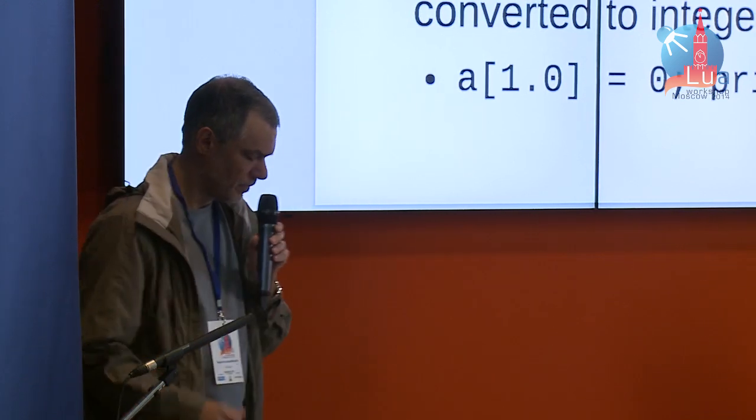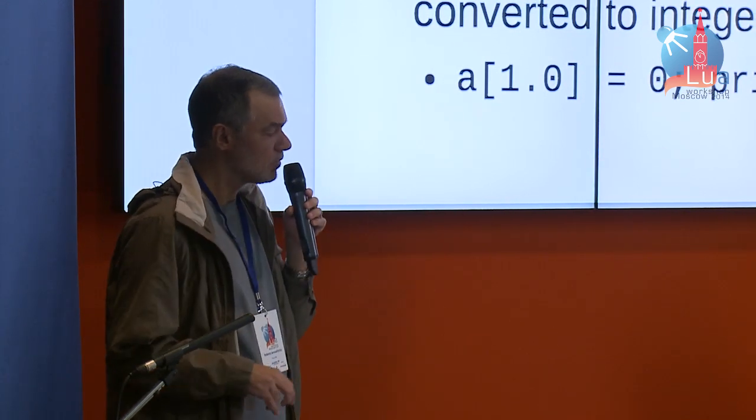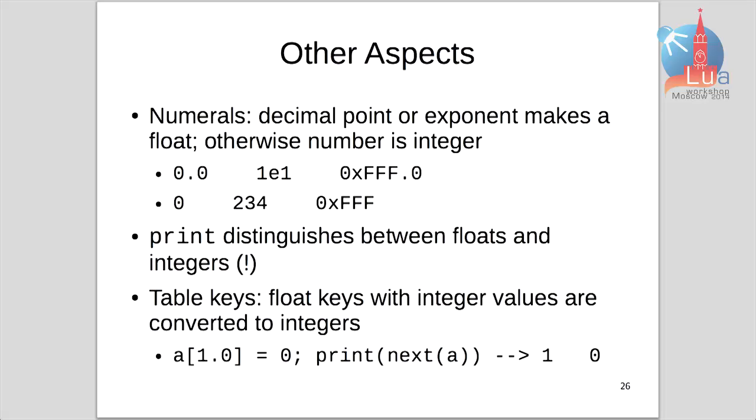So, I still have plenty of time, some other aspects. For numerals, it's very standard. If the numeral has a decimal point or an exponent, then it is a floating point number. Otherwise, it is an integer number.